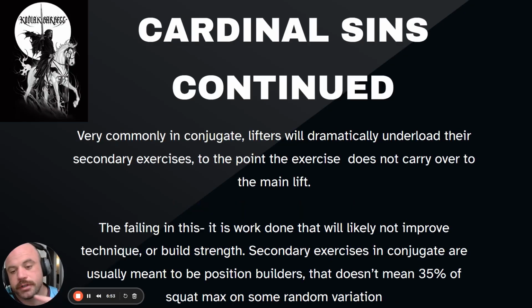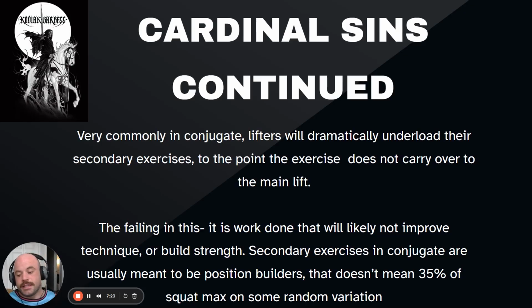Cardinal sins continue. Very commonly in conjugate, lifters will dramatically lower their secondary exercise to the point that the exercise doesn't carry over to the main lift. So doing a low bar 1.5 with 35% of your 1 rep max for a couple of doubles, it's not it, dude. It's not going to work, right? Your strain's too low, so your relative intensity is too low. Absolute intensity is too low.